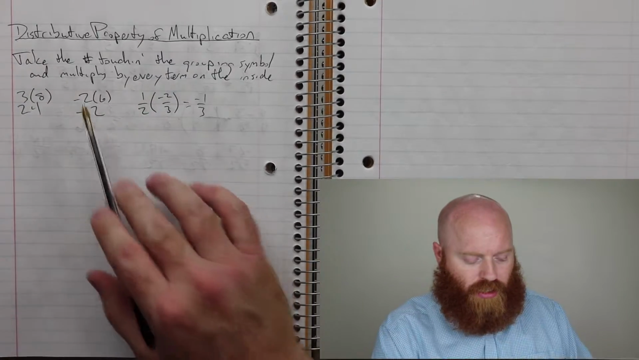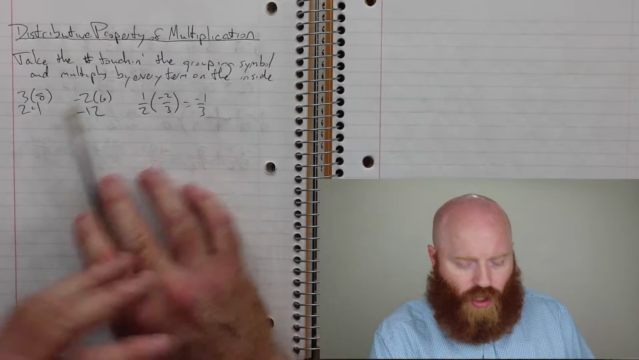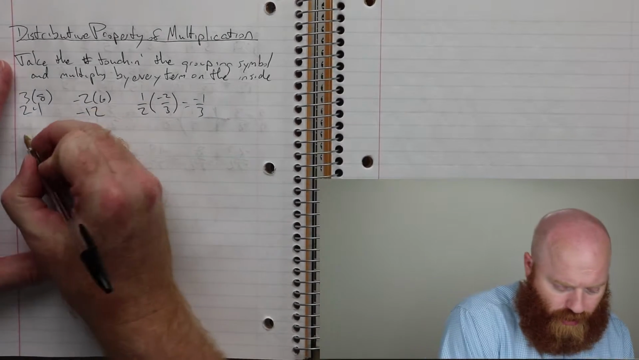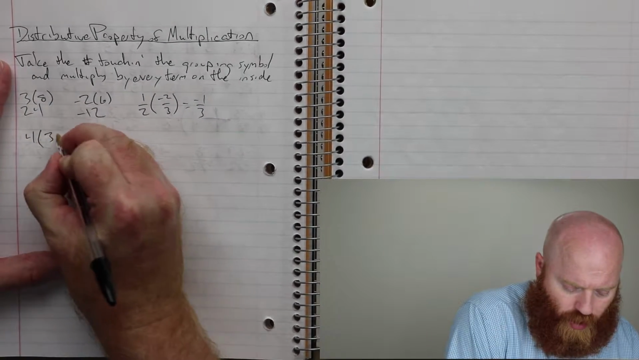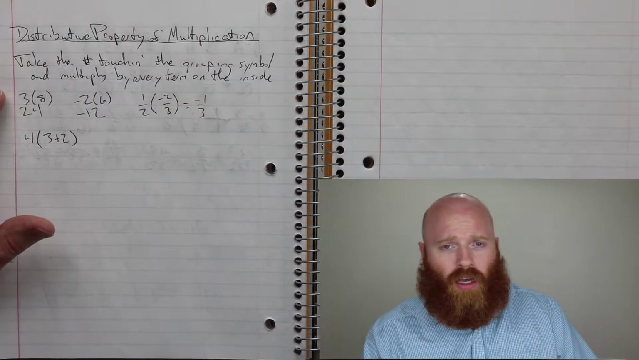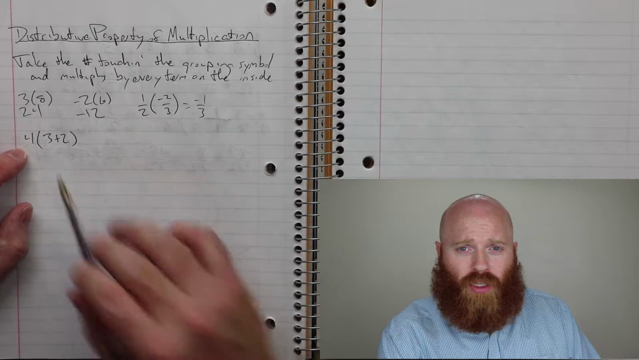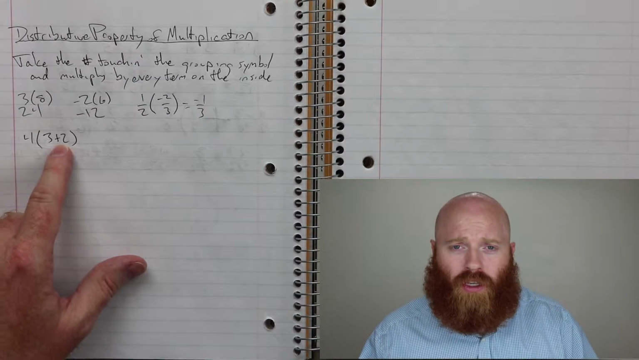So the bottom line, what I'm trying to say, take the number on the outside times the number on the inside. Okay, so now we're going to put a plus sign in there somewhere. So what if you had something like this? 4 times the quantity 3 plus 2. And I throw a word in there, I'm going to say it again. 4 times the quantity 3 plus 2.